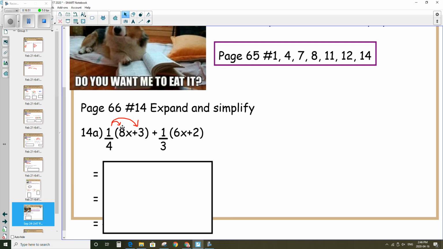If you have, let's say, 8 pizza slices, and you wanted to figure out what 1/4 of those 8 slices would be. If you had 4 friends, right, there's 4 of you and you've got 8 pizza slices, how many slices is each person going to get? Right, they're going to get 2 slices.